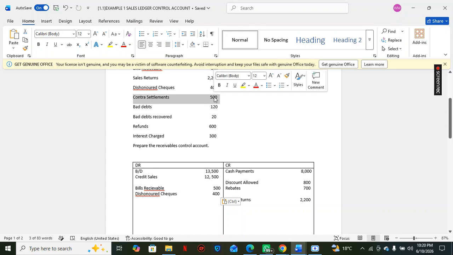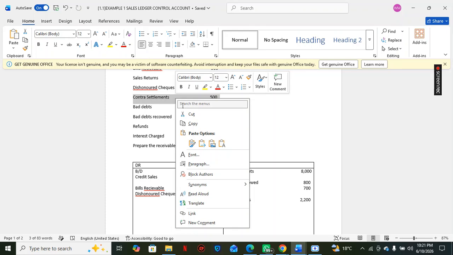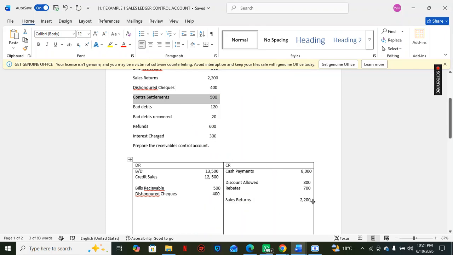All right, contra settlements. As I said in the previous example, it's a situation where you're owing somebody and somebody is owing you. So you cut off a certain amount, and this contra settlement reduces what you owe the person, a reduction in a liability. Also, it reduces what is being owed to you, a reduction in an asset. Okay. So on the receivables control account or the sales ledger, the contra settlement comes on the credit side.